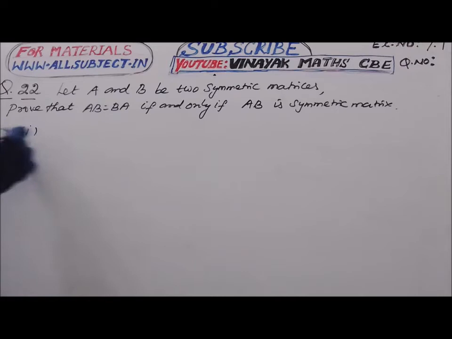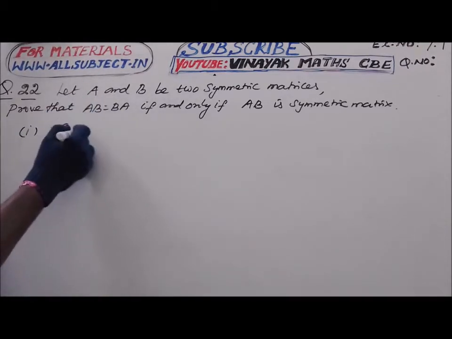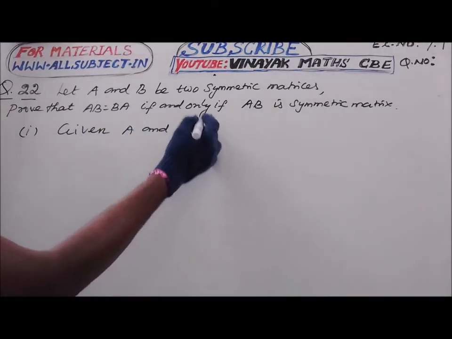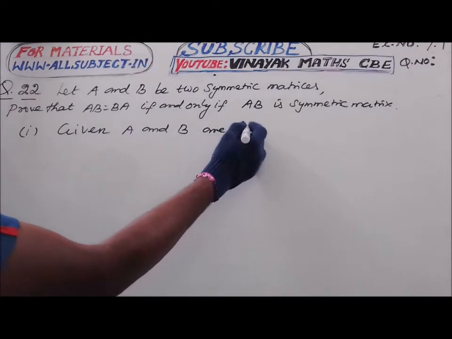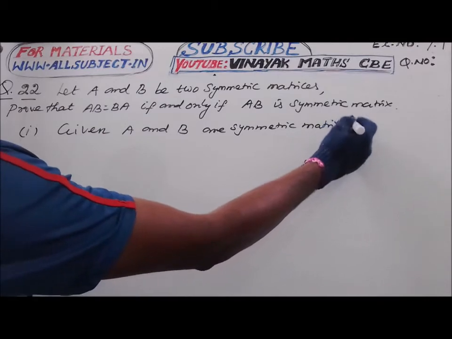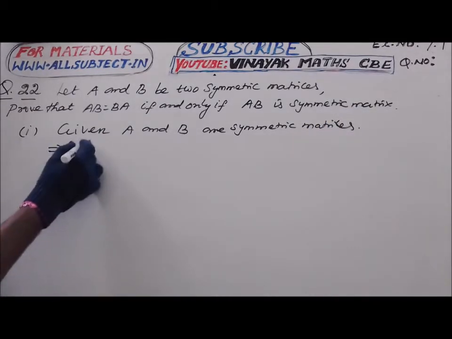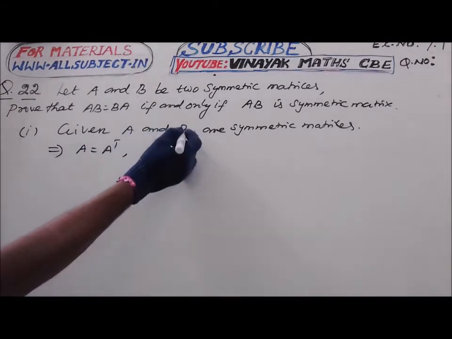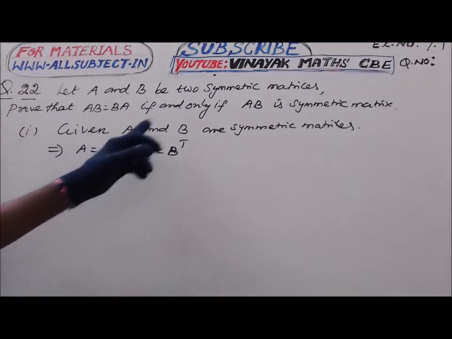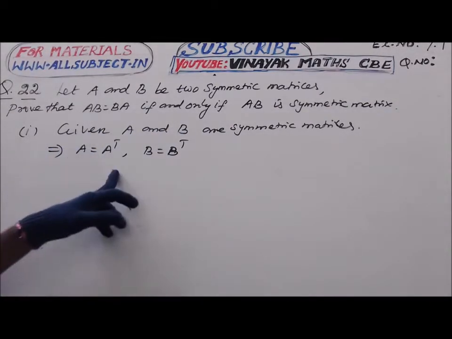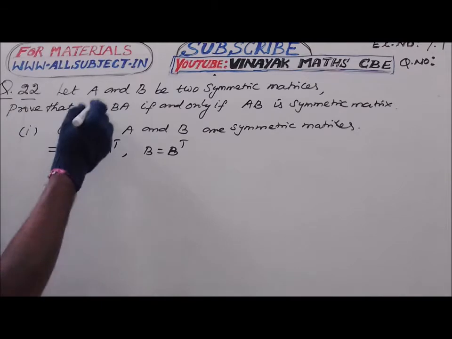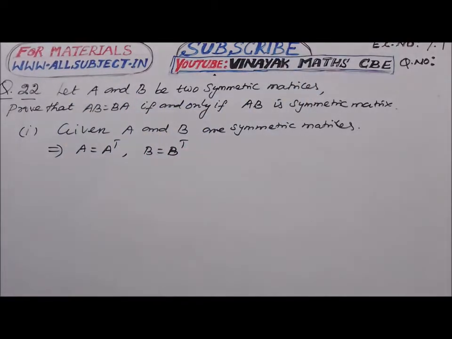The first one is given A and B are symmetric matrices, which implies if A is symmetric, A equal to A transpose, and B is symmetric, B equal to B transpose. A and B are symmetric matrices, which implies A equal to A transpose and B equal to B transpose. To prove AB equal to BA if and only if AB is symmetric matrix.